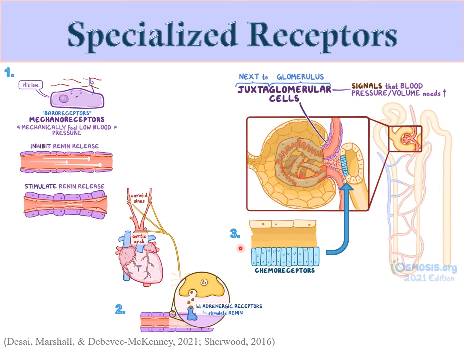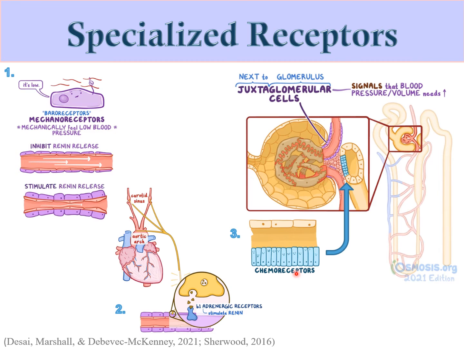Now, if we come over here to number 3, the third signal of the juxtaglomerular cells comes from specialized cells in the wall of the distal convoluted tubule called the macula densa cells. Macula densa cells are actually just chemoreceptors that can sense when glomerular filtration rate increases or decreases based on the quantity of sodium and chloride ions flowing through the tubule.